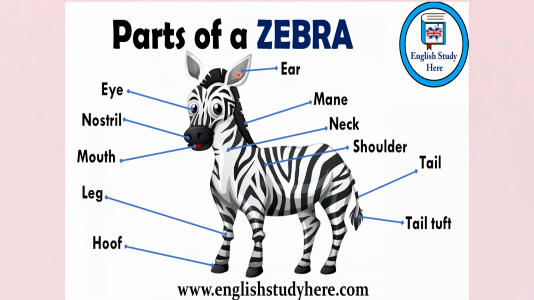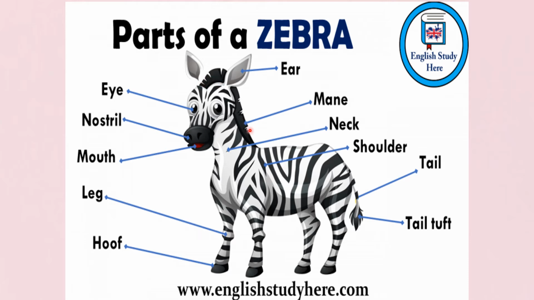A zebra has 2 eyes, 2 ears, 2 nostrils, a mouth, legs, and hooved feet. We cannot see the fingers or the paws of the zebra as lions have. They just have hooved feet. Tail tuft, tail, shoulder. This is the neck part.